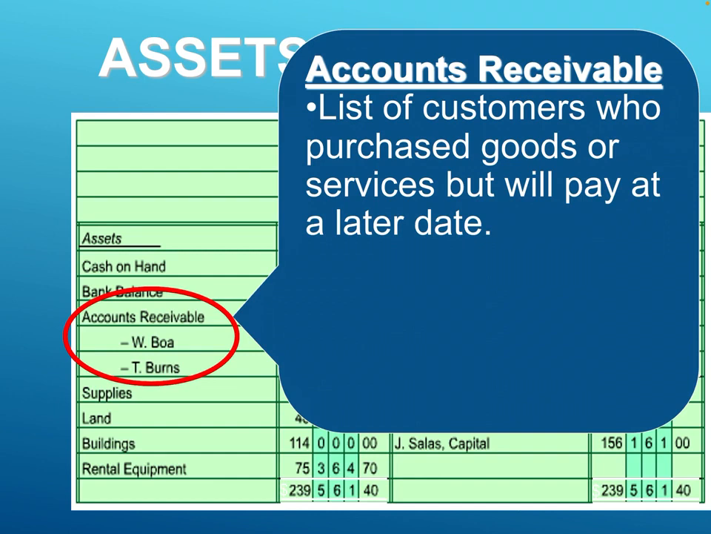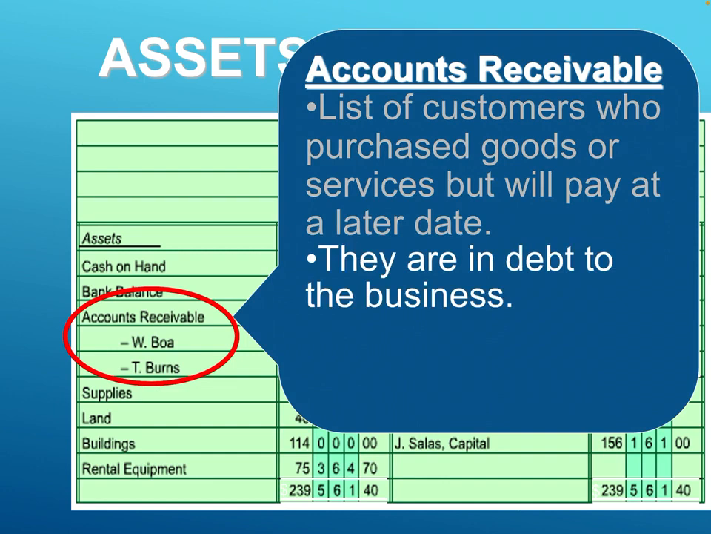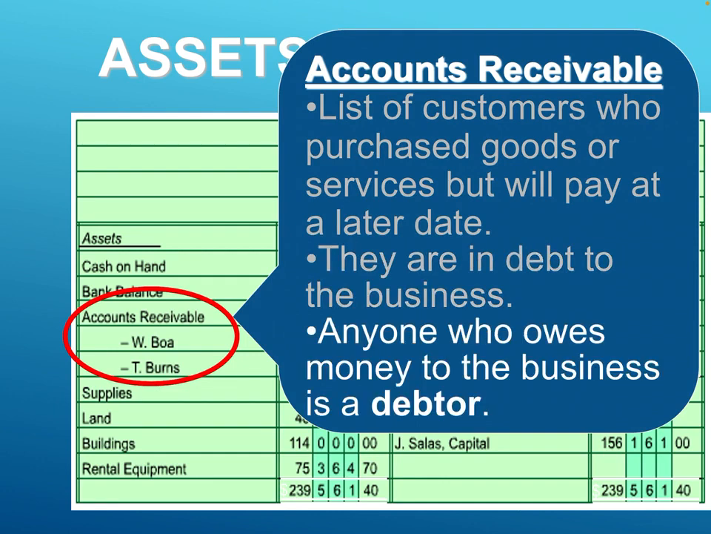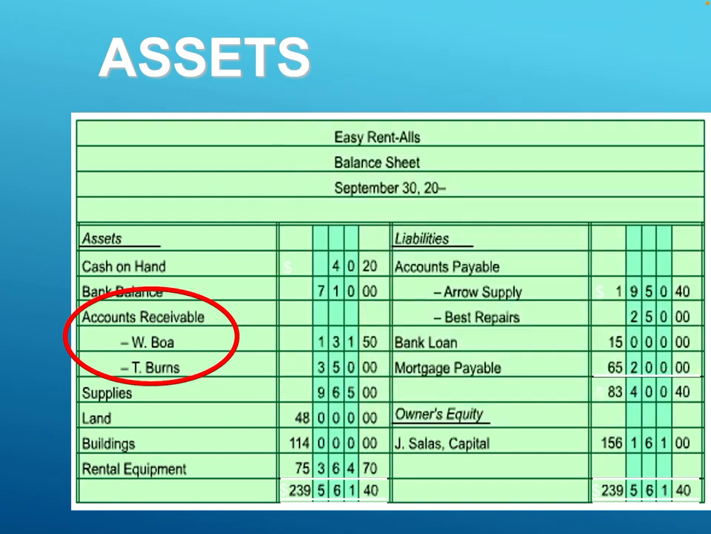Sometimes they're going to put in debtor. That is essentially what accounts receivable is, but you don't write debtor in here, you write in accounts receivable, okay? A debtor is someone who owes money to you, a creditor is someone you owe money to. Notice that they're in alphabetical order, Boa and Burns, so it's by last name in alphabetical order that you need to put that in, okay? They are in debt to the business. Anyone who owes money to the business is a debtor. So if you see that word, and you will see it, make sure that you understand it's an accounts receivable, someone who owes money to the business.